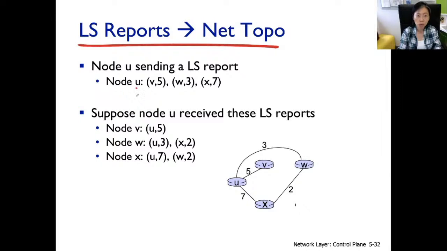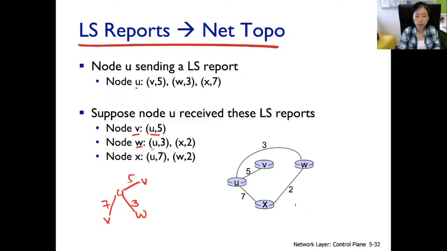The way to restore the network topology is this. Node U knows the local information. It connects to V. It connects to W. It connects to X. Cost is 5, 3, 7. Now, seeing node V's link state report, it knows that V and U are connected, cost is 5. I'm U, so I know, and the cost is 5.